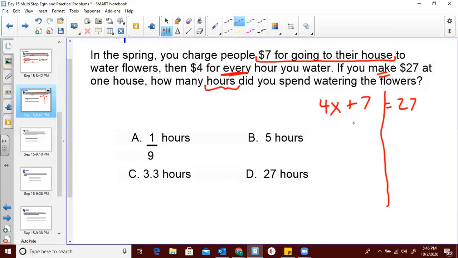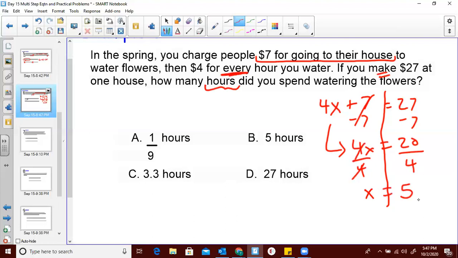So from here, I know that I need to get this 4x by itself, which means I need to do the opposite of +7, which is going to be -7. These cancel out. This is going to become 20. And then I just bring my 4x down. Now I need to get this x by itself, which means I need to do the opposite of multiplication, which is divide. So I divide both sides by 4. I know these 4's cancel out, which leaves me with just an x. And then 20 divided by 4 is going to give me 5. And it asked us how many hours. So that's going to be 5 hours.